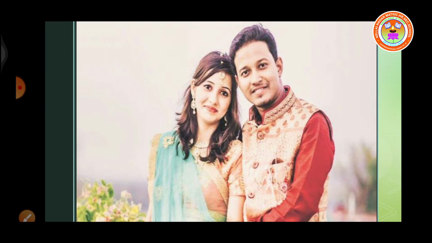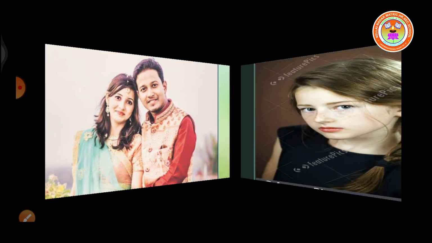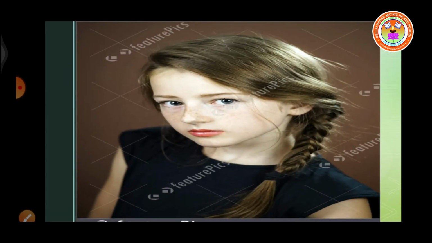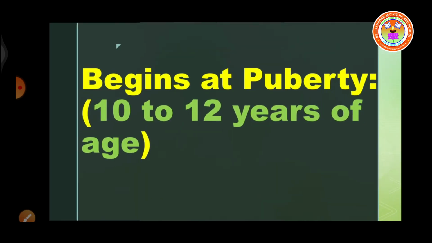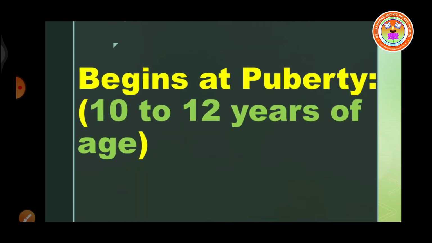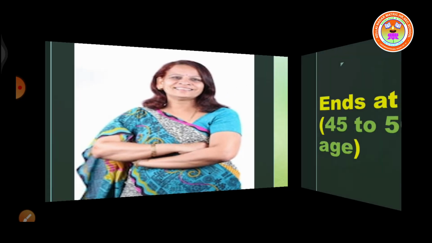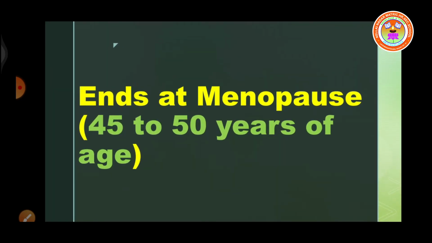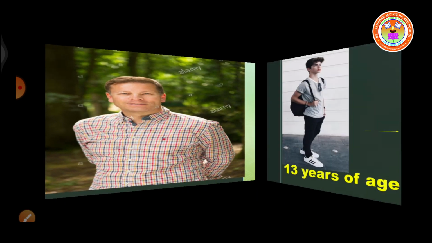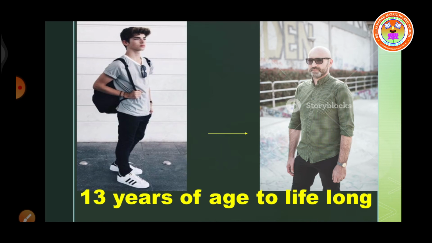reproductive phase. In the human female, the reproductive phase begins at puberty, that is at the age of 10 to 12 years, and the reproductive phase comes to an end at the age of approximately 45 to 50 years. In the human male, it is from the age of 13 to lifelong.